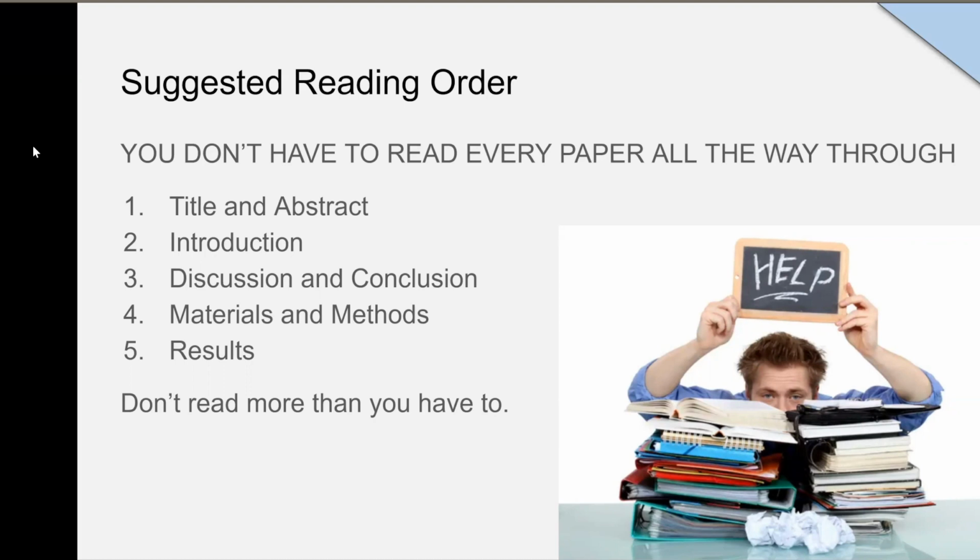So the title and abstract, number 1, is what you want to read, and it'll let you know if you need to keep reading. You don't need to read past this if it's not applicable. And then introduction, discussion and conclusion, materials and methods, and then results. So if you read all the way through, you can go back and read it top to bottom. That's really not necessary unless you're doing a report on the study or something. If you're just reading it because you want to learn about it, you don't need to go back and read it again.